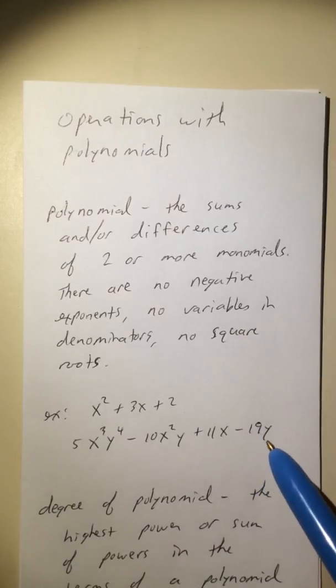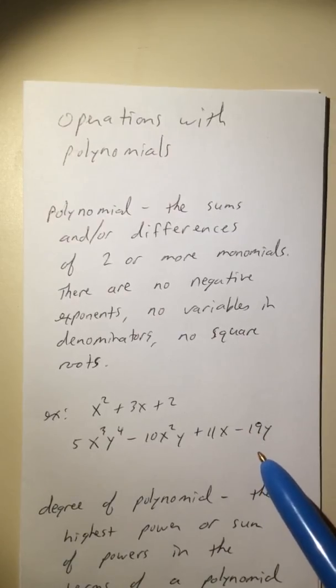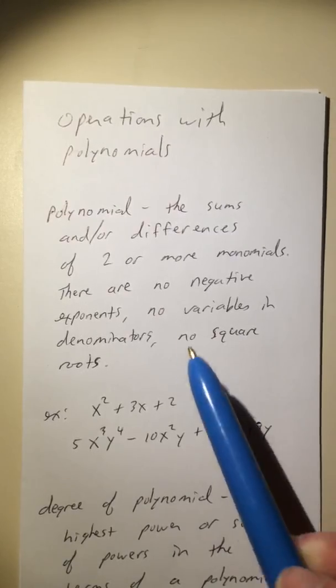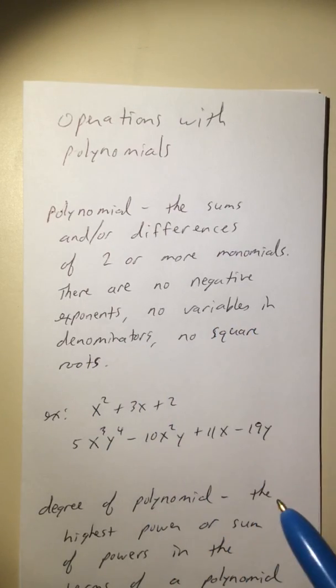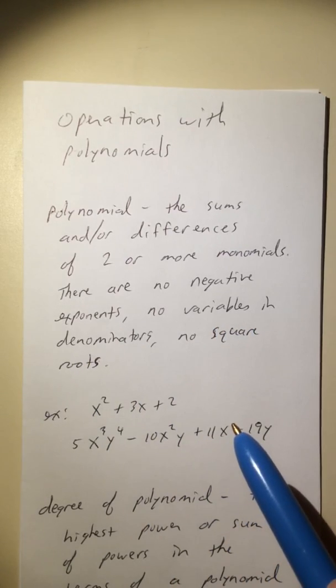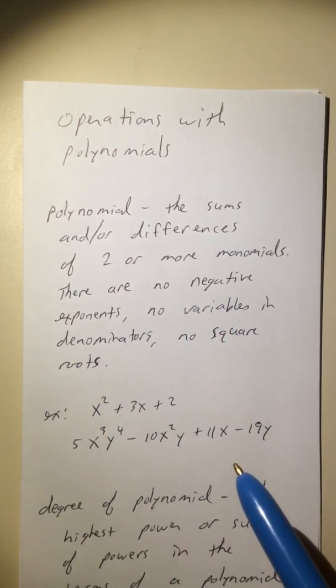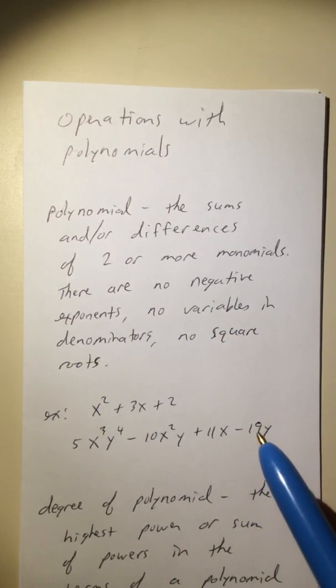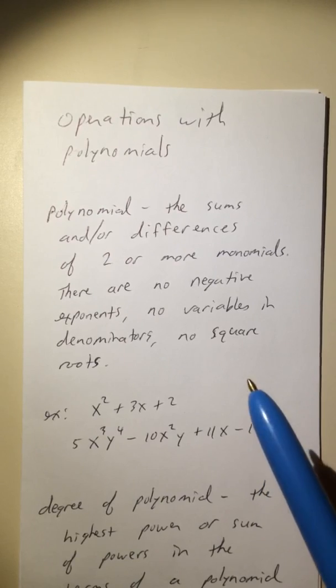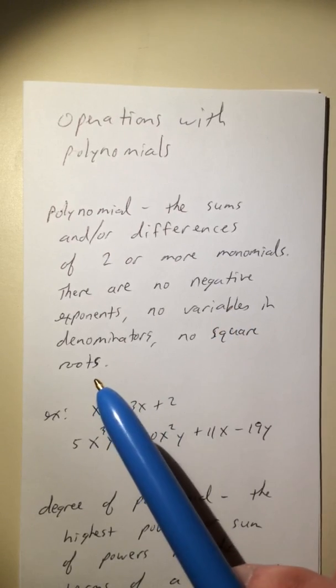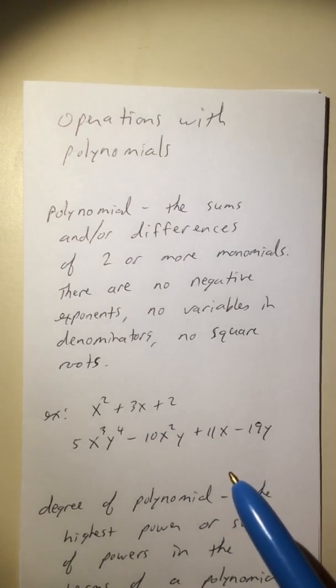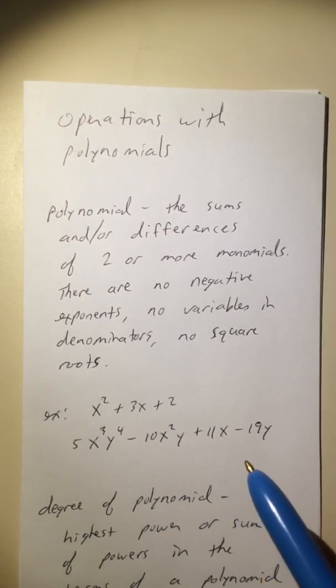If this said 19 over y, that's not going to be a polynomial. Remember, no variables in denominators. If this said 11x to the -3rd power, not going to work. No negative exponents. If this was 19 times the square root of y, not going to work, right? No square roots. So these are polynomials, and the examples I just gave are not polynomials.